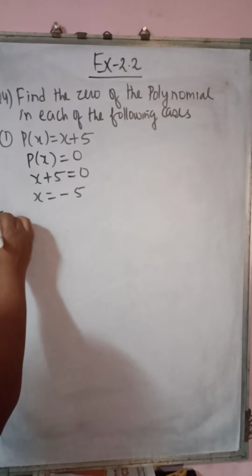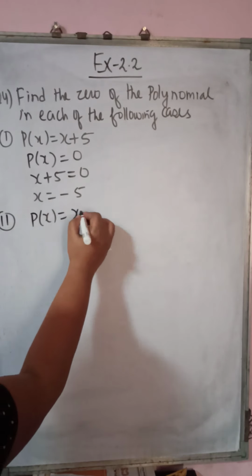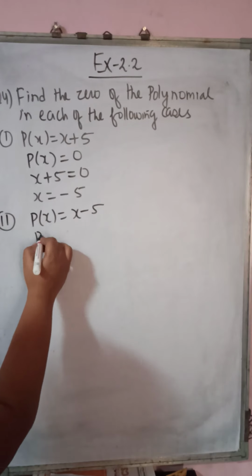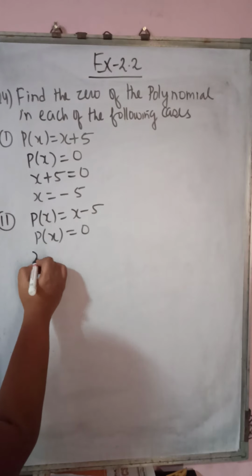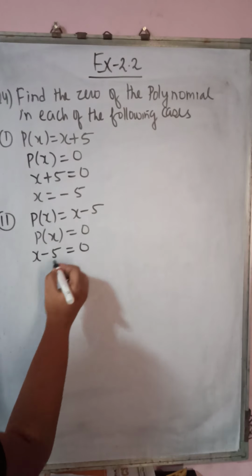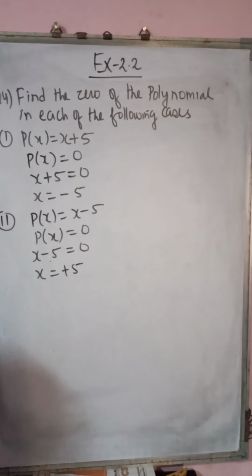Okay. Similarly, second one, p of x is x minus 5. So again, what is the first step? p of x should be equal to 0. What is p of x? x minus 5. So that should be equal to 0. Now minus 5, when it goes to the other side, it becomes plus 5.